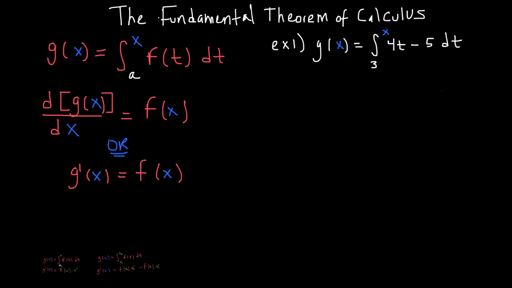Now I'm going to do this the long way. The first thing I'm going to try is, before I take the derivative of g of x, which is ultimately what I want, let me just take care of the integral. Let me do what it says to do. G of x says, take the integral of this function with respect to t. So what would the integral be for 4t? It'd be 4t squared divided by 2.